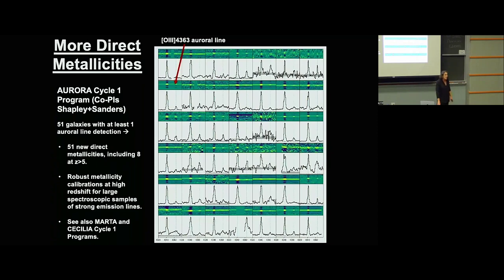My comment on this is that I think the early mass-metallicity relationships that have been done so far with NIRSpec on JWST are great, but we're just going to redo them once we have these calibrations.